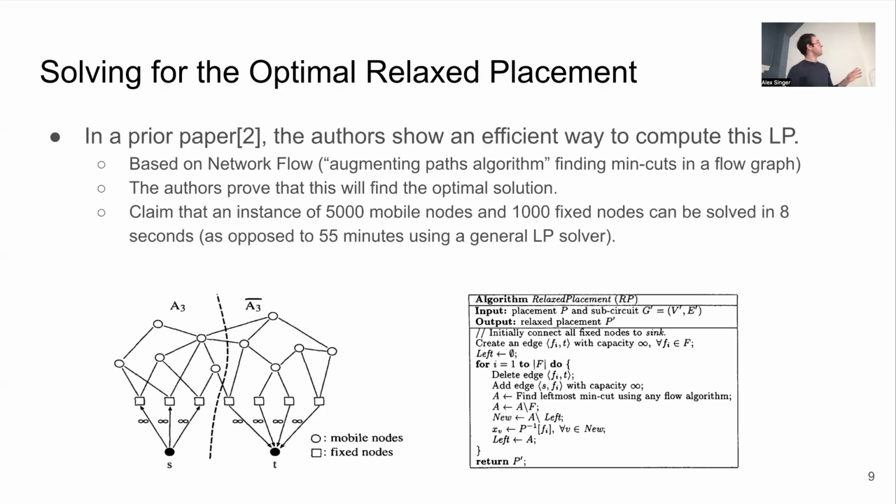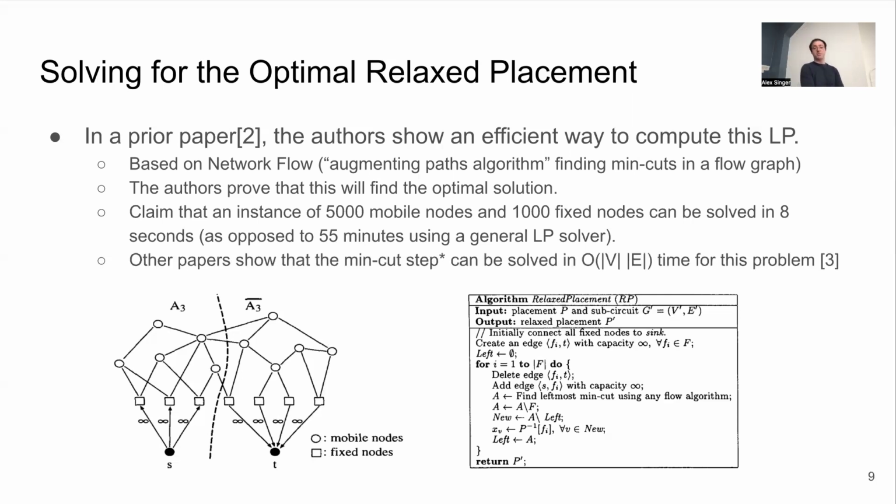And they claim that an instance of 5,000 mobile nodes and 1,000 fixed nodes can be solved in 8 seconds, whereas a regular general LP solver will take 55 minutes. And also for context, our largest circuit, which I believe is DirectRF or on the order of DirectRF, is 500,000 mobile nodes-ish. So just something to keep in mind.